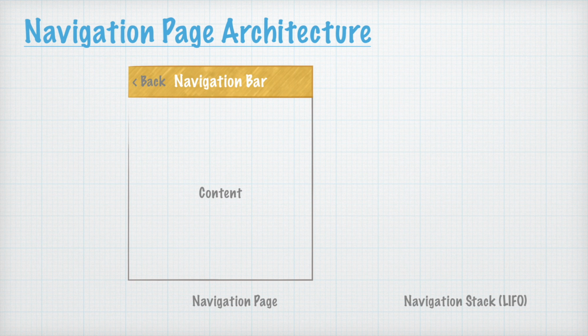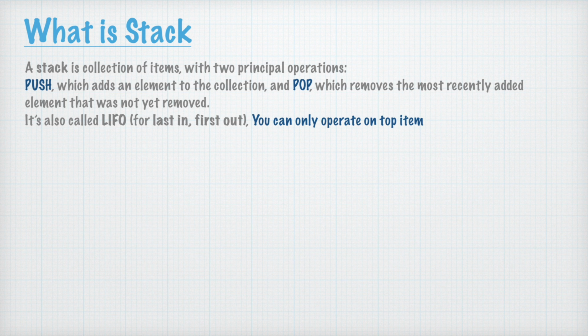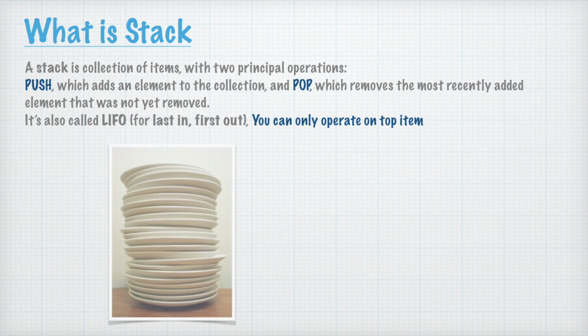Along with that, the navigation page also maintains a stack of pages. It is also called last in, first out. If you have a computer background, you might have studied this concept in data structures. What is a stack? Let's talk a little bit about it. A stack is a collection of items, and there are basically two operations. Push, which adds an element to the collection, and pop, which removes an element from the collection.